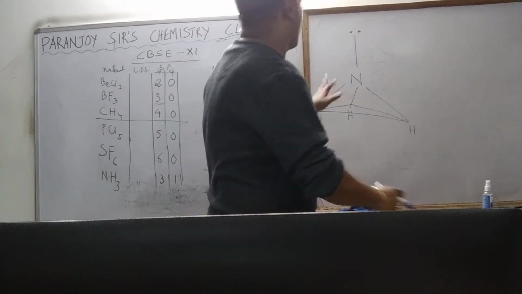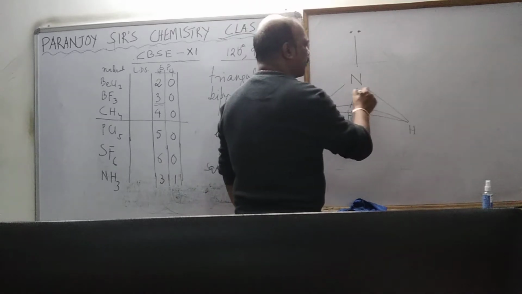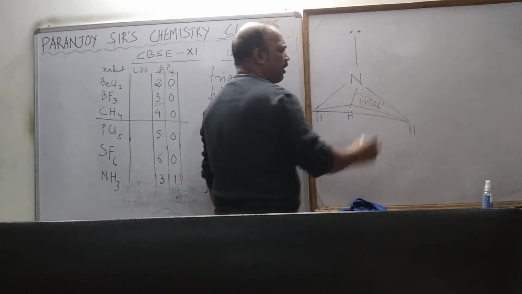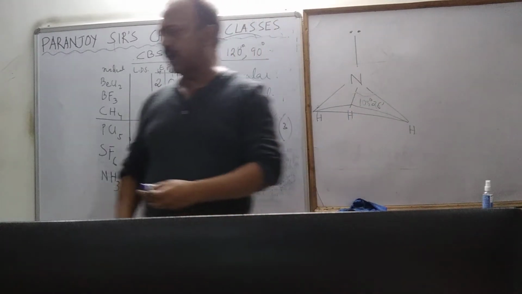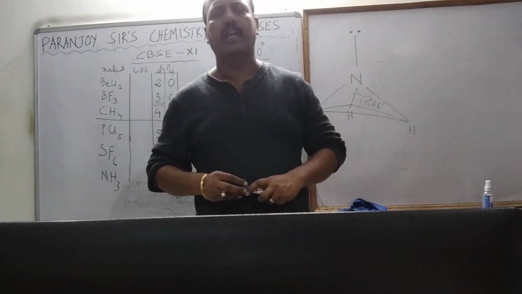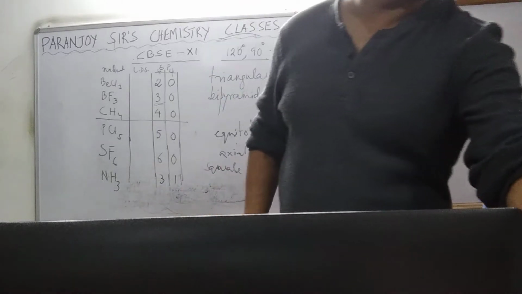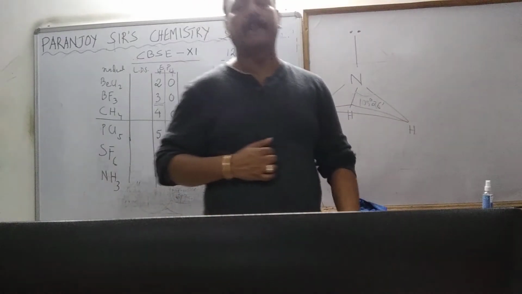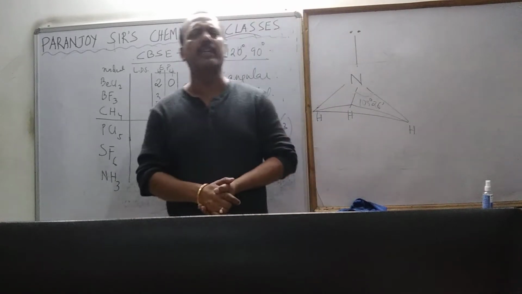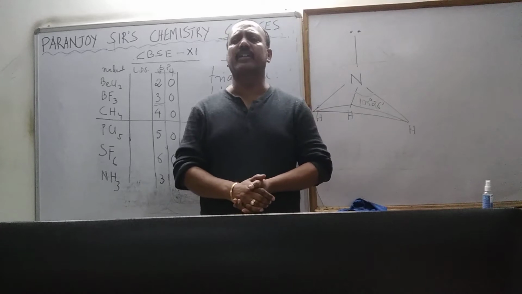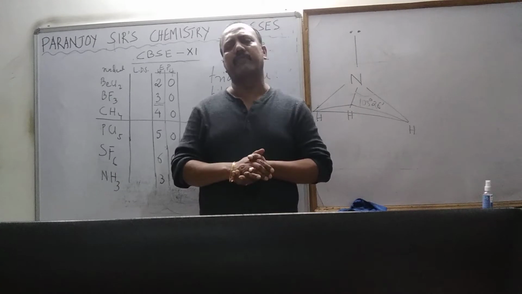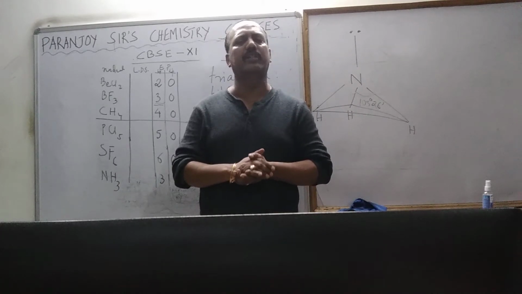A tetrahedral bond angle is 109 degree 28 minutes. You know this. We had done it just a few minutes back, that if it is a tetrahedral geometry, its bond angle will be 109 degree 28 minutes, or almost 109.5 degree. But what is found in case of ammonia? What is found in case of ammonia is 107 degree. That means less than whatever is expected geometrically.